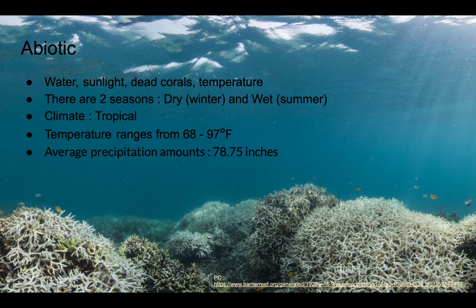Some abiotic factors are water, sunlight, dead corals, and temperature. There are 2 seasons, dry, which is winter, and wet, which is summer, and the climate is tropical. Temperatures usually range from 68 to 97 degrees and have average precipitation amounts of 78.75 inches.